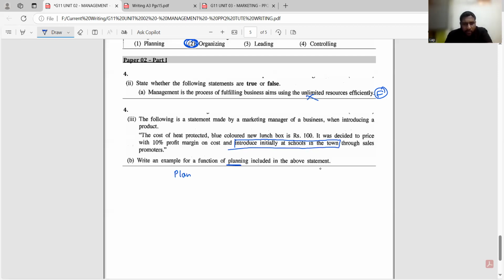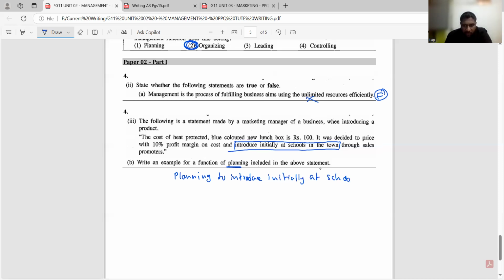Planning to introduce initially at schools in the town.